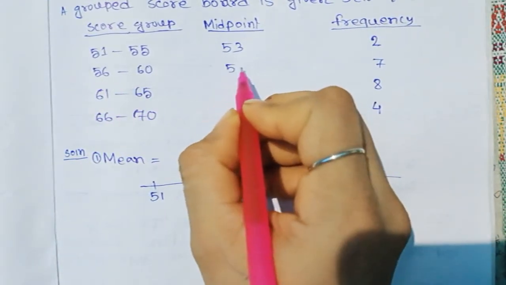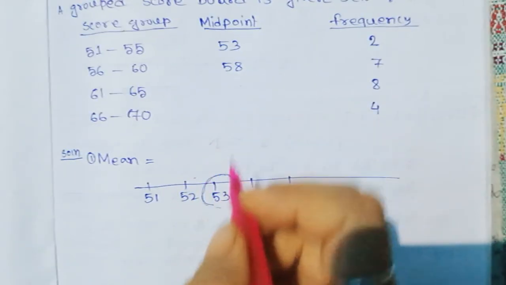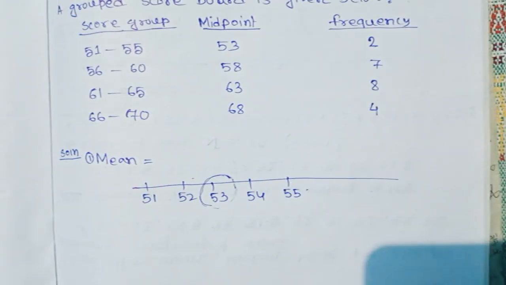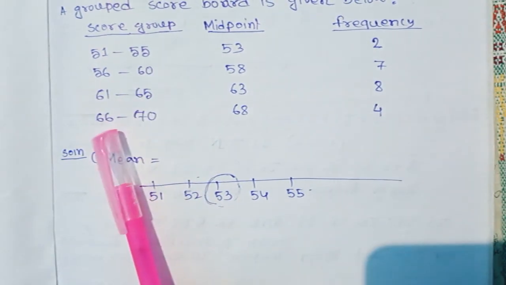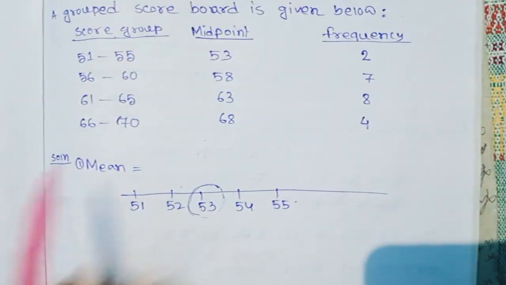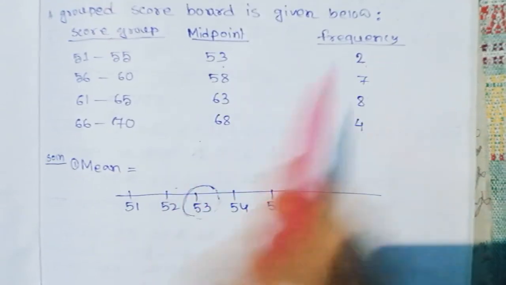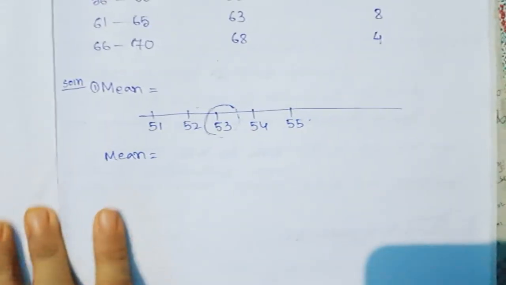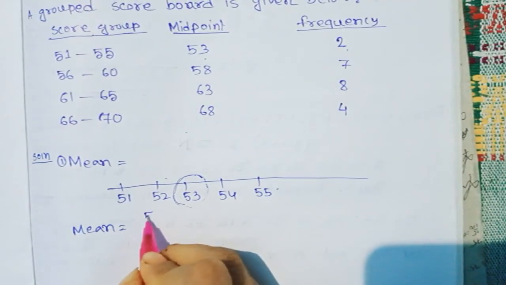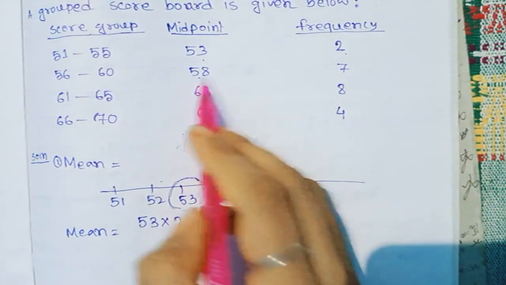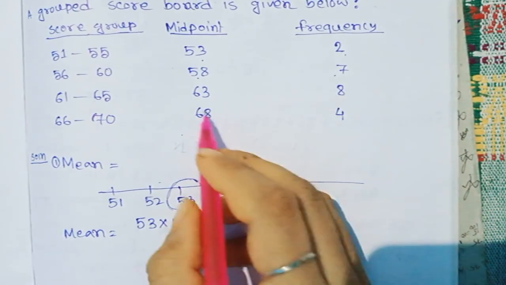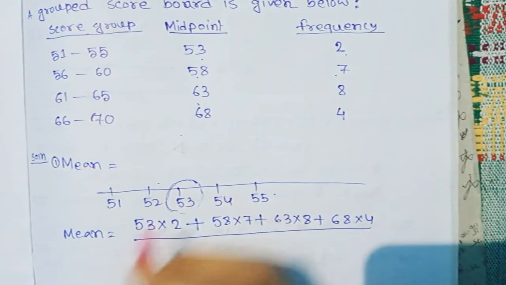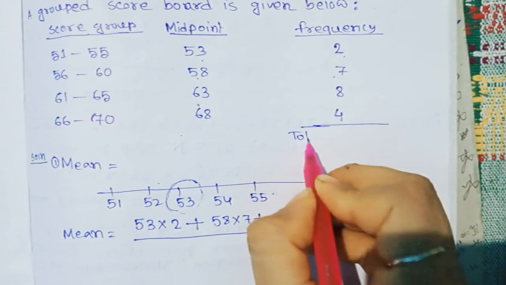In that case 58 will be the midpoint. Next 63 and this is 68. If you write like that, then we will get the midpoint of these groups. So we got our midpoint. Now just multiply this 53 by 2. So mean is equal to multiplying the midpoint with its corresponding frequency. First 53 into 2 plus 58 into 7 plus 63 into 8 and 68 into 4, divided by the total frequency.